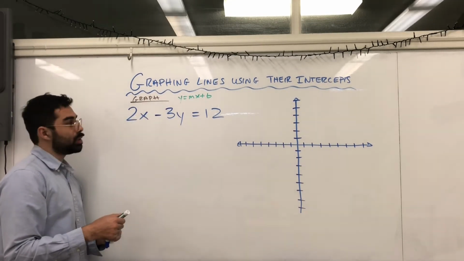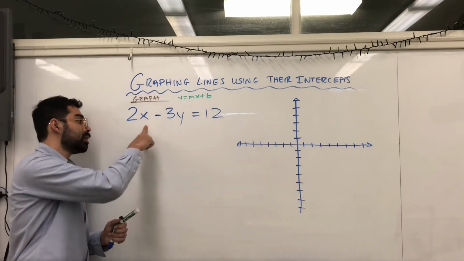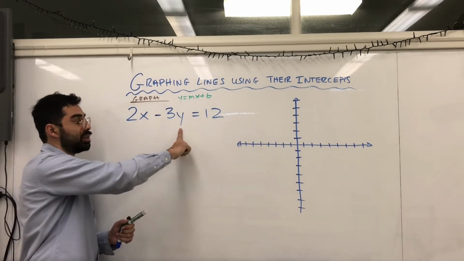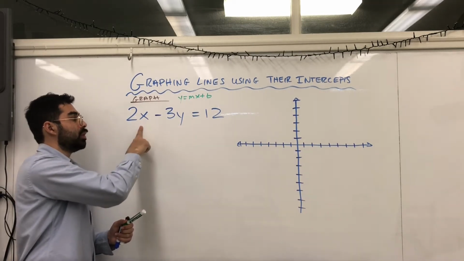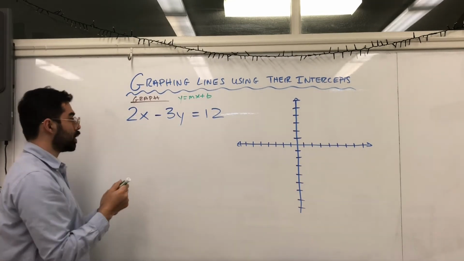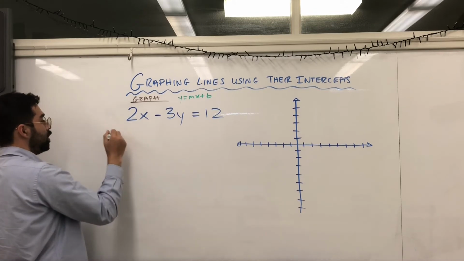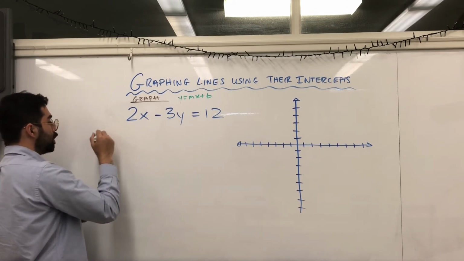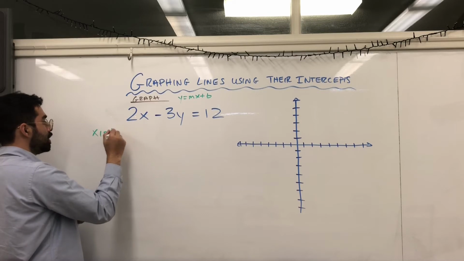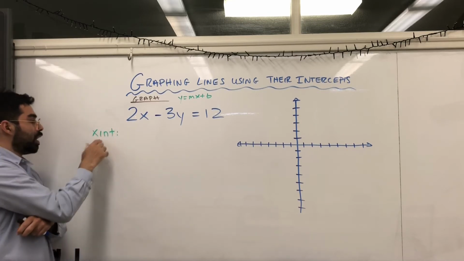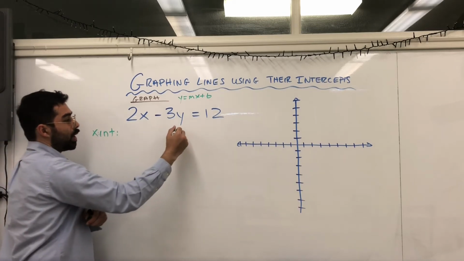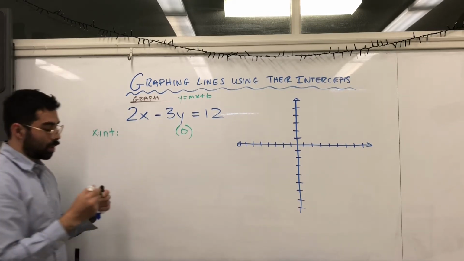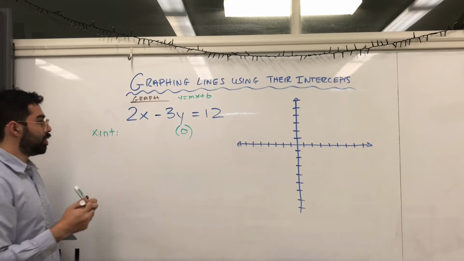So what you're going to do is find your x-intercept. You're just going to plug in 0 for y. And to find your y-intercept, you're going to plug in 0 for x. So how this works is I'm going to find my x-intercept first. Again, to find my x-intercept, I'm going to go ahead and plug in 0 for y. Okay, and I drop everything else down.